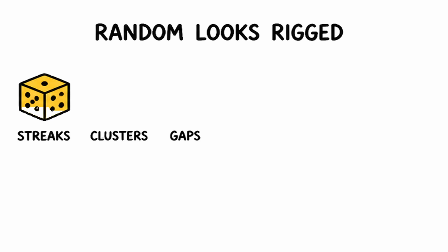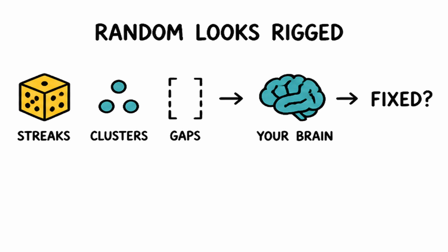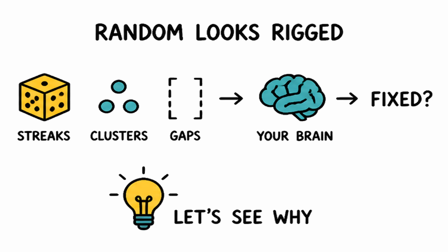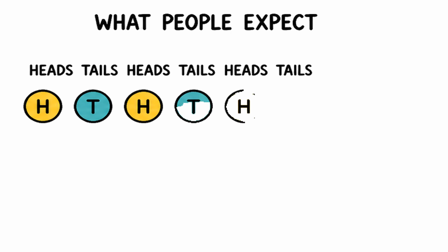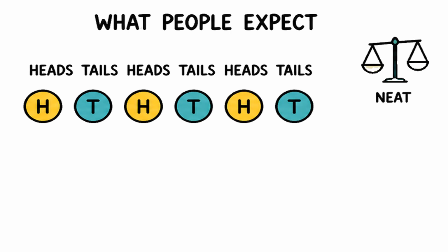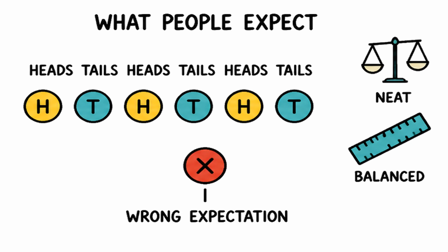Here is the promise. Genuinely random data almost always contains streaks, clusters, and gaps. And your brain is wired to read those patterns as proof that something is fixed. Let's see why. Most people expect random to look like this. Heads, tails, heads, tails, heads, tails. Constant alternation. Neat. Balanced. But that expectation is wrong.